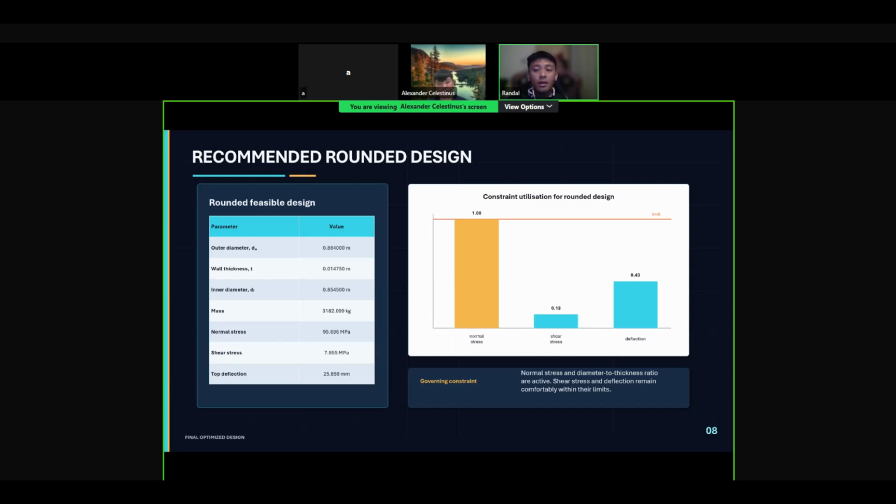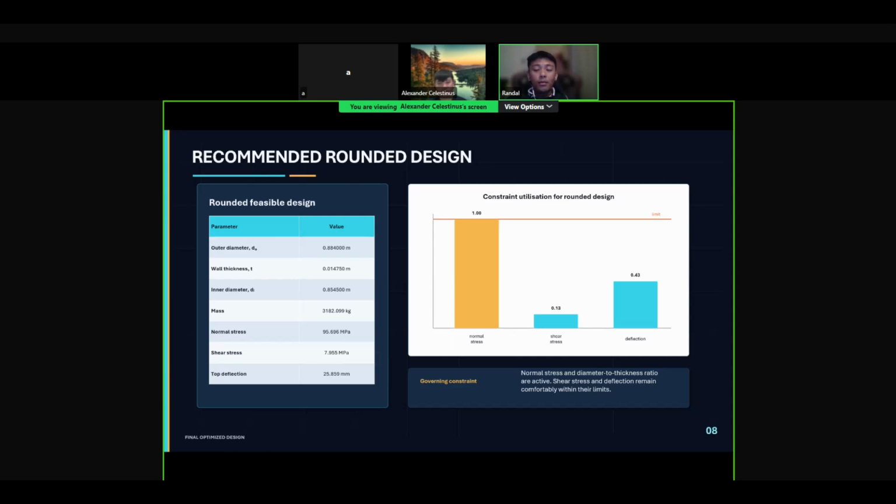3,182.099 kilograms. For the structural performance, the normal stress is 95.696 megapascal, while the allowable limit is 95.833 megapascal. This means that the design is very close to the normal stress limit, but this is still within the safe range.